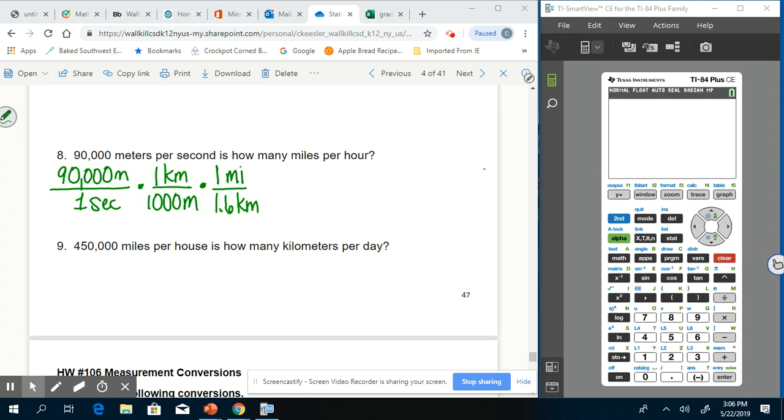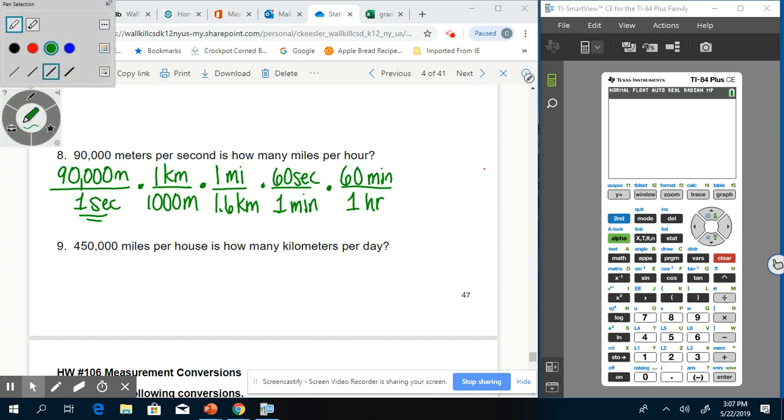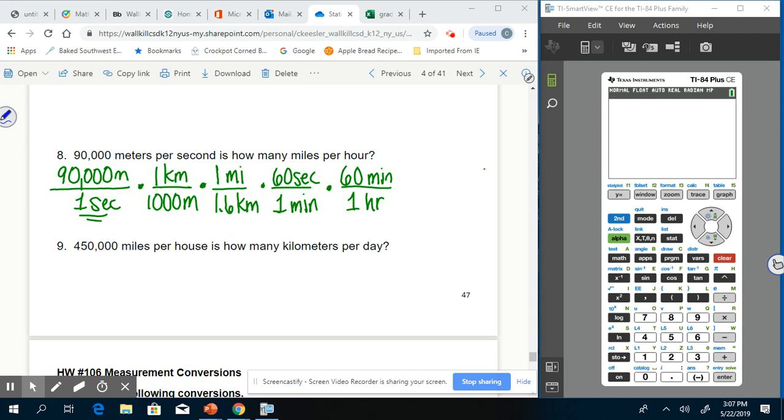So we have seconds in the denominator, so we want seconds in the numerator. We know there are 60 seconds in 1 minute. We know there are 60 minutes in 1 hour. So now if I cancel, I should have only the units I'm looking for. So meters cancel out, kilometers cancel out, I'm left with miles. Seconds cancel out, and minutes cancel out, I'm left with hours. So I'm going to get a result of miles per hour.